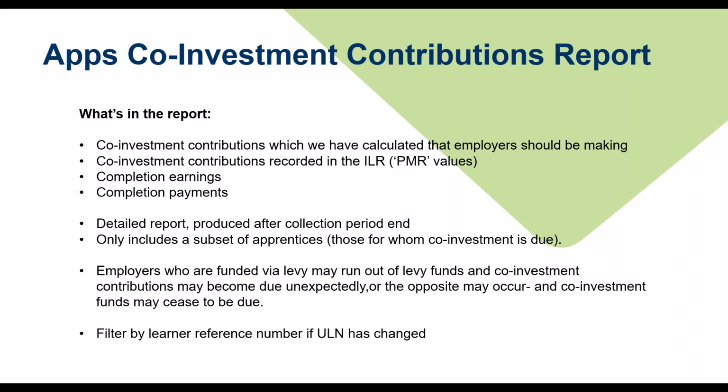If you have a scenario, this is a niche scenario, where the ULN has changed over time for an apprentice, you would need to filter this report by learner reference number to find all the co-investment contributions due, because you'd have two ULNs, and if you filter by ULN, you'd find two separate rows. If you only filter by ULN, you'd only find one row. So if you filter by learner reference number, you'd pick up all of the co-investment contributions.